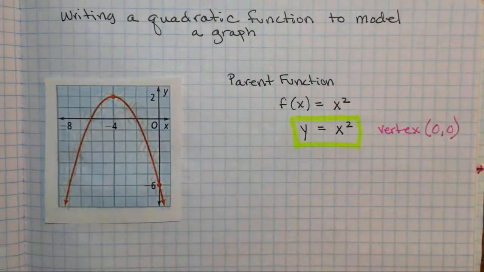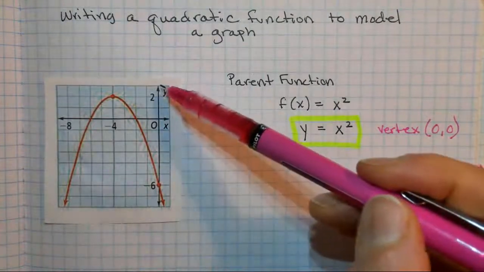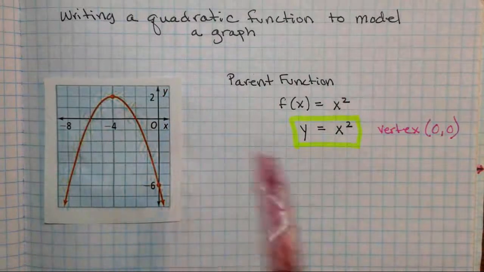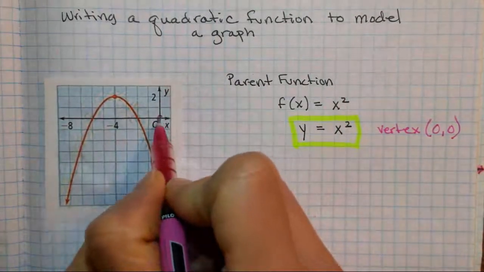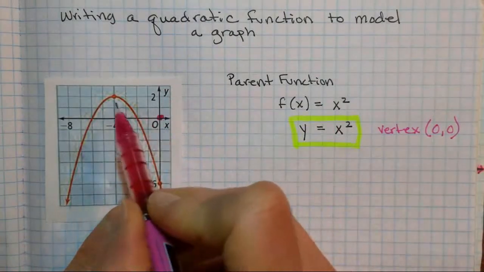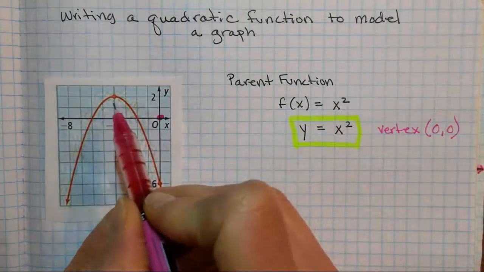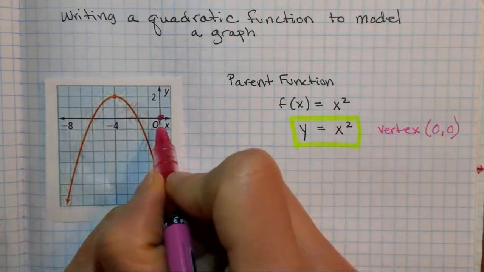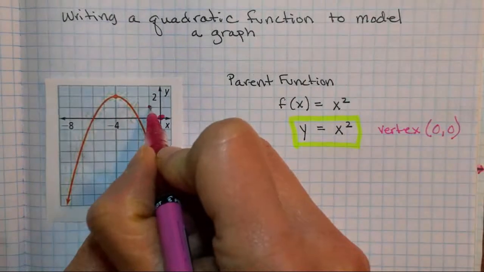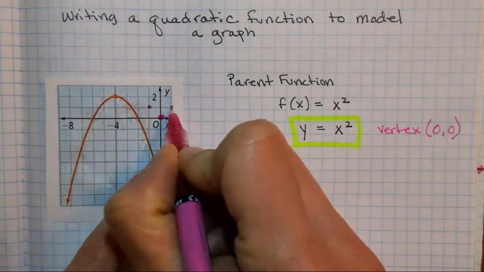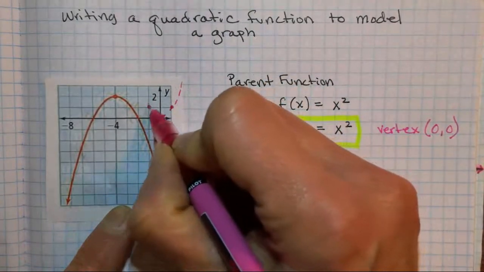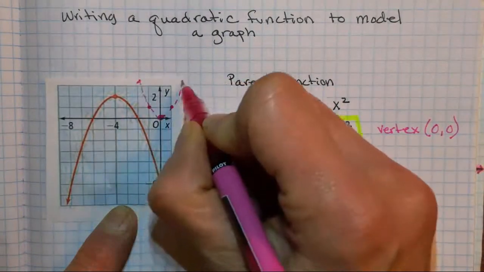So let's look closely at our graph. If we notice, right here is my y-axis and right here is my x-axis. So my parent function vertex is going to be right here. So we can already see that my vertex has shifted some. Okay? So if I were to finish graphing my parent function, -1 squared is 1 and 1 squared is 1. So my parent function is actually going to be something like this.